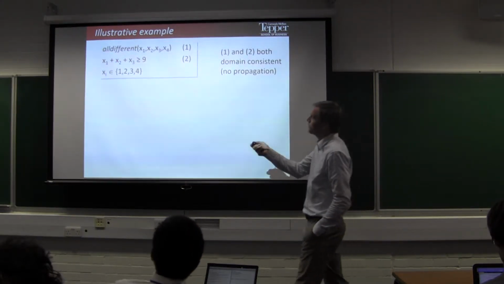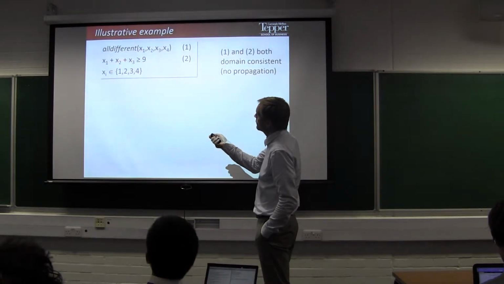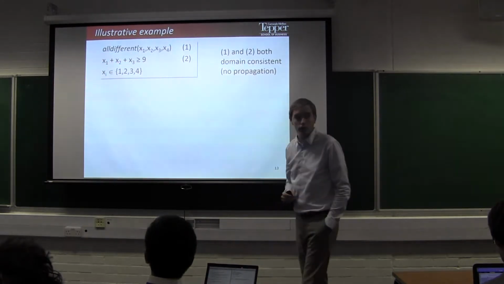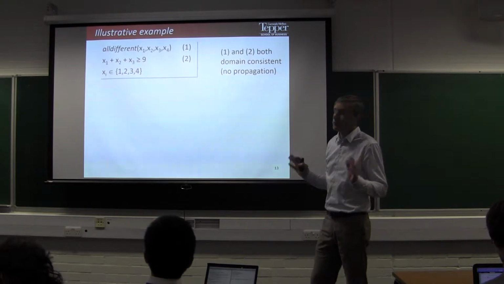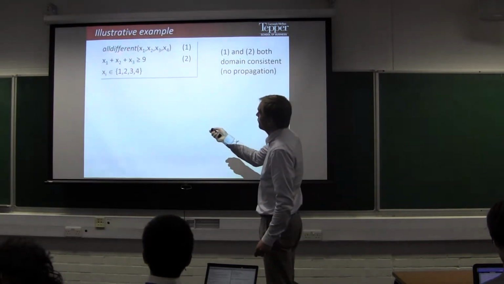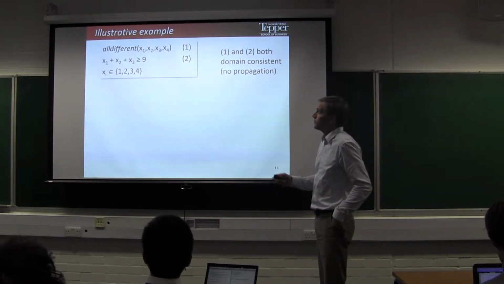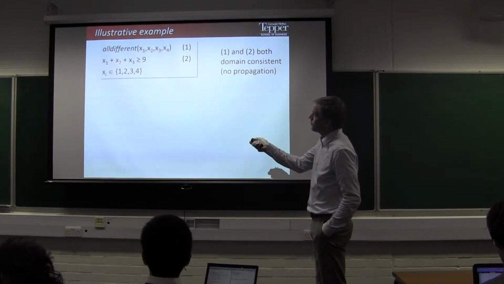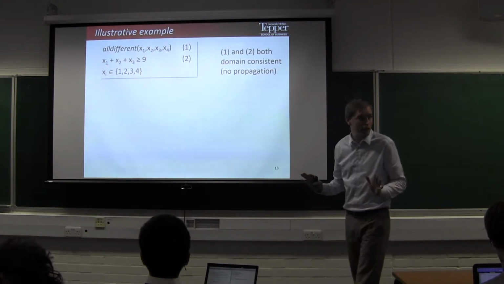Because if I consider the second constraint, a 1, a 4, and a 4, of course it doesn't satisfy the all different constraint. But I don't know that because I'm treating this in isolation, and all different is treated in isolation. So I have a witness for 1, I have a witness for 4, and everything in between, so basically I cannot deduce anything.